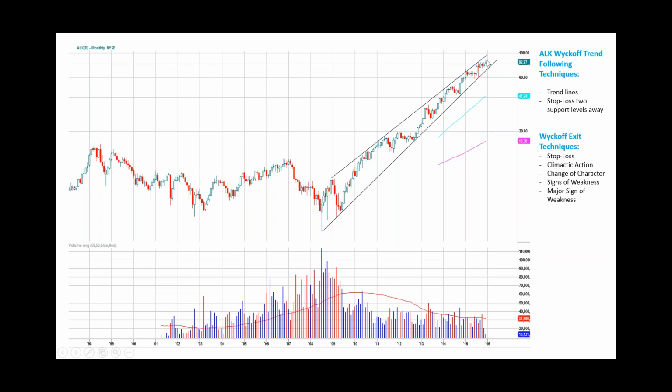A change of character always is going to show you where the trend is done, and then your exit point could be on the way up on the next rally. You are going to waste a little bit of time here waiting for the price to go up. So your exit should be either on the way down on the change of character or on the way up on the secondary test right here.